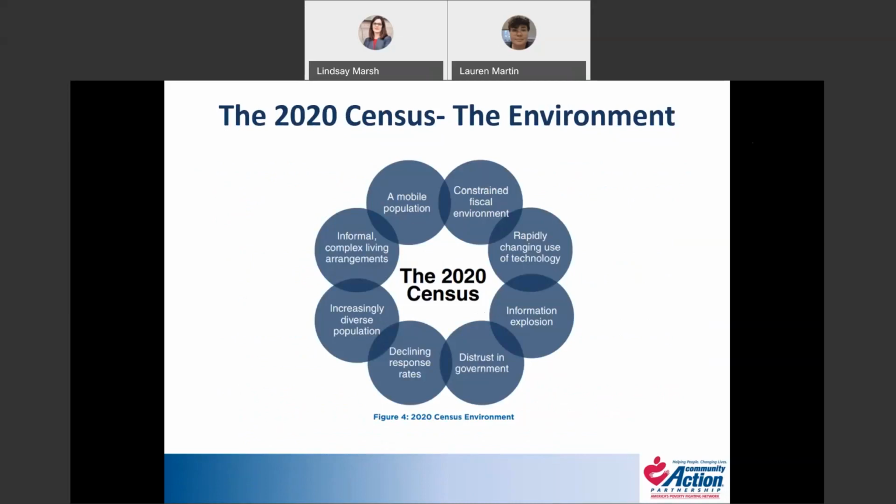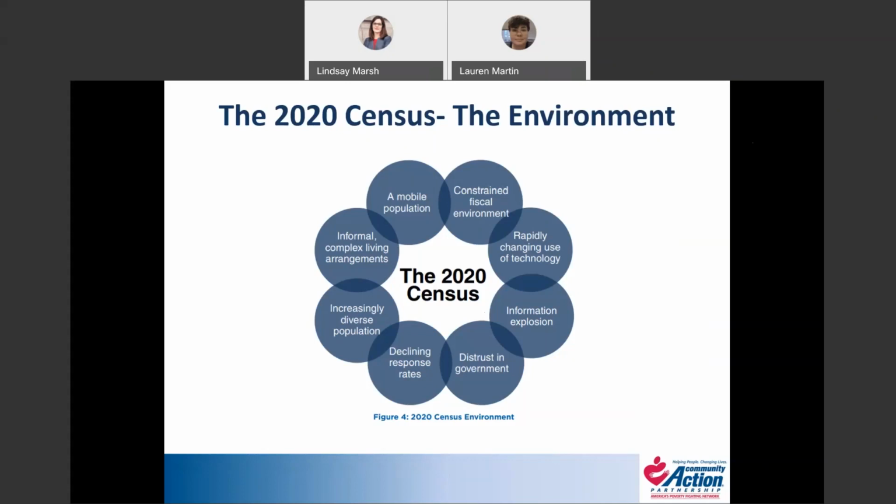A, we have a mobile population, which we've already talked about. We also have informal, complex living arrangements. We have grandparents taking care of grandchildren. We have people who are not related and not in a relationship sharing households. The rising cost of housing in this country nationwide is causing more people to not live in familial units and to have non-related folks. You have roommate situations with 2 or 3 or 4 roommates in an apartment building. Lots of those informal complex living arrangements make this a challenge.